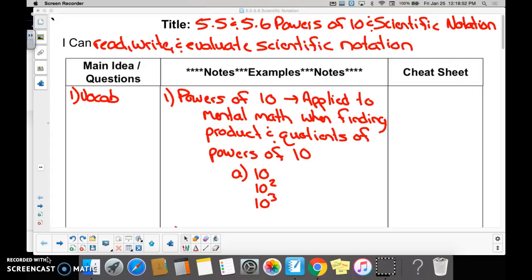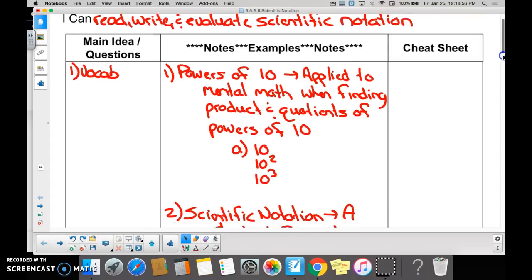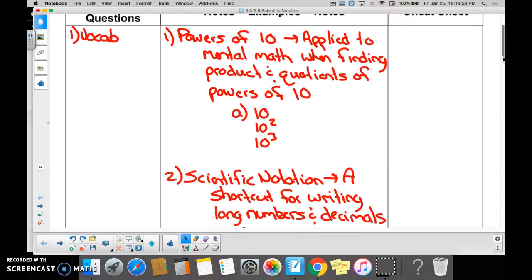When dealing with powers of 10, we're really talking about mental math when finding quotients and products. We're really talking about something being multiplied by 10, or 10 squared, or 10 to the third, or 10 to the fourth, and so on. Something we need to know is that 10 really is the exact same thing as 10 to the power of 1. 10 to the power of 1 is 10.